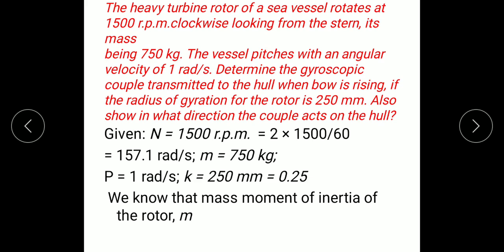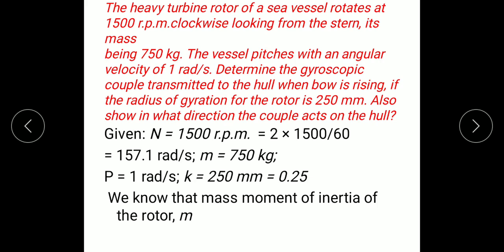So here is the next problem. The heavy turbine rotor of a sea vessel rotates at 1500 rpm clockwise looking from the stern, its mass being 750 kg. The vessel pitches with angular velocity of 1 radian per second. Determine gyroscopic couple transmitted to the hull when the bow is rising. If the radius of gyration for the rotor is 250 mm, also show in what direction the couple acts on the hull.